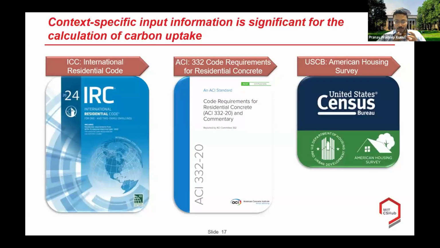So in order to address this issue, we go back to exploring the different context-specific data sources. For example, in the context that we are considering here, which is single-family housing, we collected some information from different specifications, such as the International Residential Code and the ACI 332 code requirements for residential concrete, from which we can collect some component level geometric range of values for the different geometric components. And in addition to these code specifications, we also looked into the American Housing Survey database that provides us with the distribution of some of the salient features associated with single-family houses.